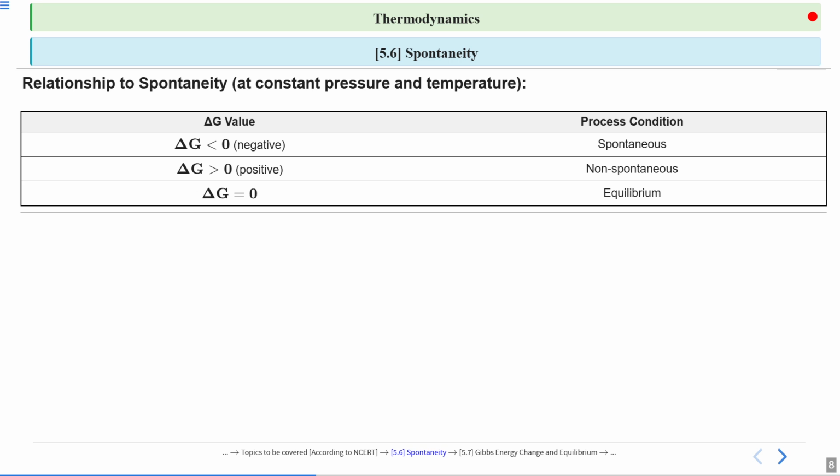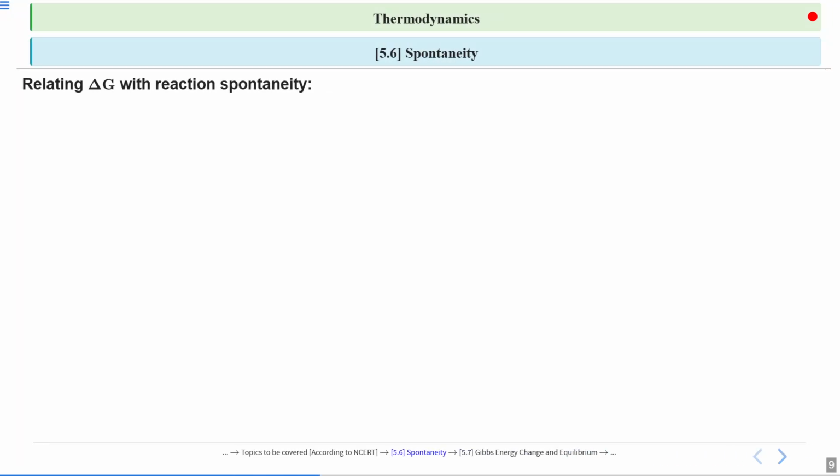If your change in Gibbs free energy is negative, your process will be spontaneous. If it is greater than 0, which is positive, it will be non-spontaneous. And the third and most important one, if it is equal to 0, the Gibbs free energy is not changing at all. That means your system has already attained equilibrium, and we will look into this in a separate section. Now let us try to validate these three conditions with a derivation.